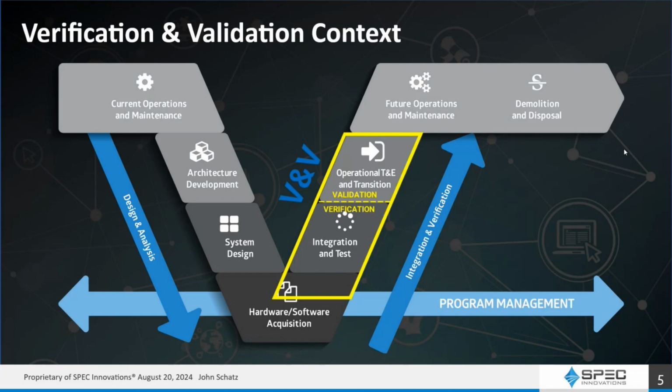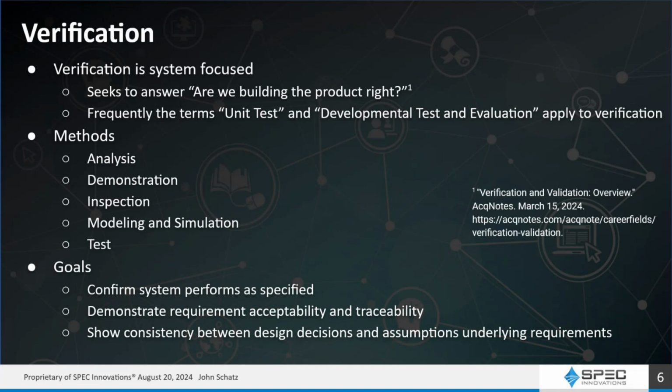So what we're going to talk about today is in those yellow boxes for verification and validation. And we'll start off with verification. So verification seeks to answer the question, are we building the product right? So you're going to see it in conjunction with things like unit test, developmental test. It's primarily to make sure that the system performs as it was specified to perform, and we want to be able to show things like traceability between design decisions and assumptions and those requirements.